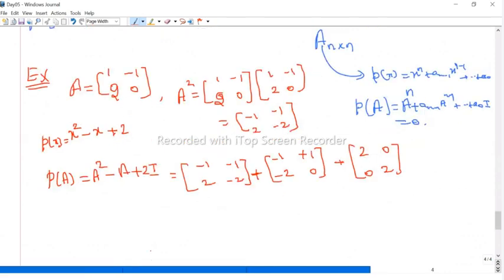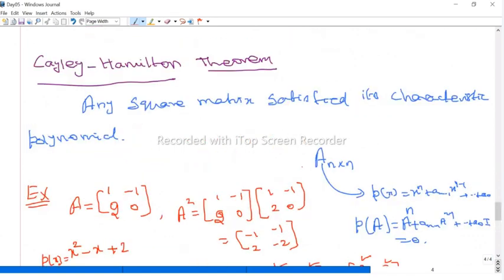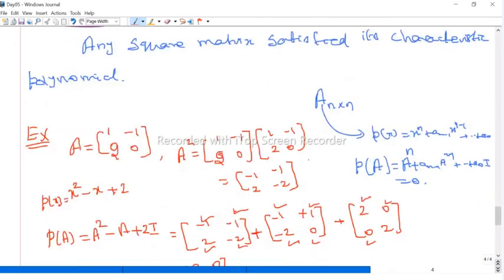Now sum everything, you will get 0. Look at the first entry: this is minus 1 and this is minus 1, therefore minus 2. Here we have plus 2, therefore 0. And this is plus 1 minus 1, and this is plus 1, 0 here also, therefore 0. And this entry plus 2 minus 2 is 0, and 0 is there, therefore 0. And this is minus 2, 0, plus 2 becomes 0. Therefore this A satisfies its characteristic polynomial. So if you take any square matrix, A satisfies its characteristic polynomial.